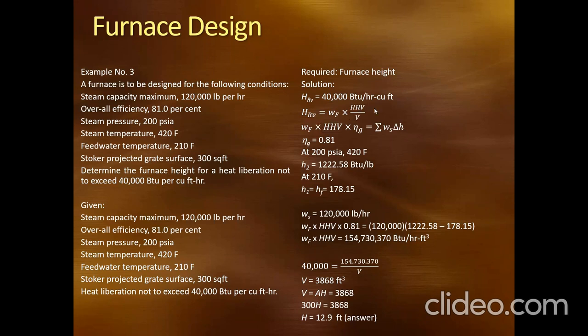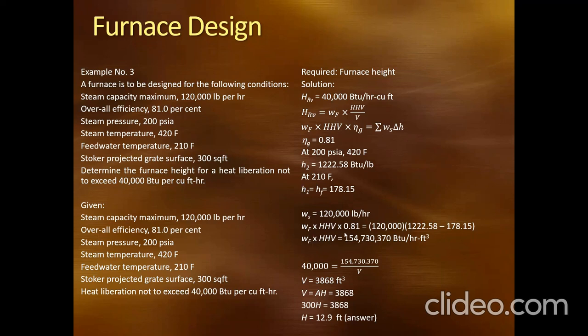HRB is equal to WF times HSB over B. Then, WF times higher heating value times efficiency equals the summation of WS times delta H. Okay? The fuel to steam. So, the efficiency is 81% or 0.81. So, let's get the delta H. At 200 PSI, 420 Fahrenheit, superheated, H2 is equal to 122.58 BTU per pound, from the steam table. At 210 Fahrenheit feed water, H1 is equal to Hf, 178.15 BTU per pound. Then WS is equal to 120,000 pounds per hour, the steam flow. So you can get this.